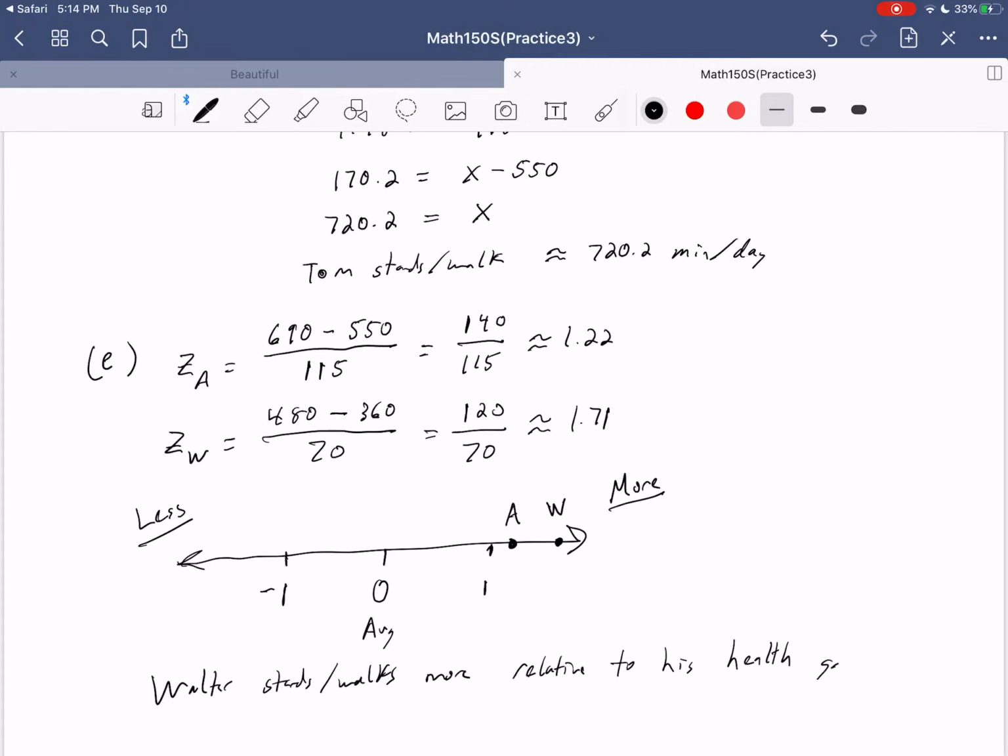So again, that's not saying that his actual time is more. His actual time is 480, which is definitely less than 690, but it is more relative to his health group, so relative to the average and standard deviation for people similar to him.